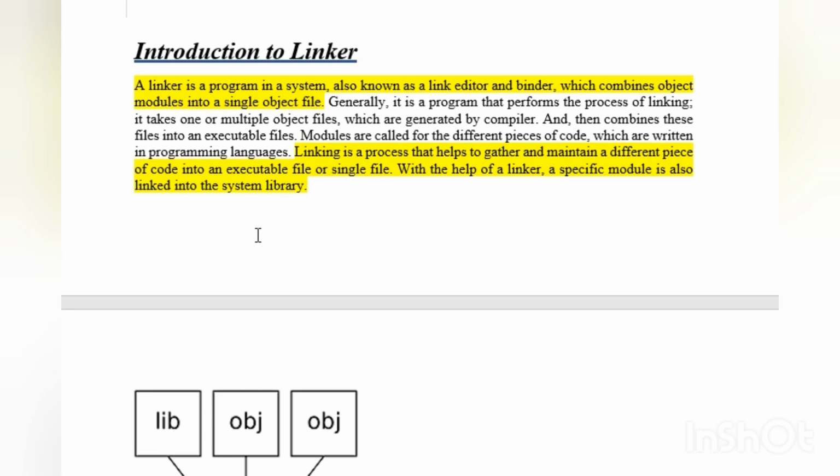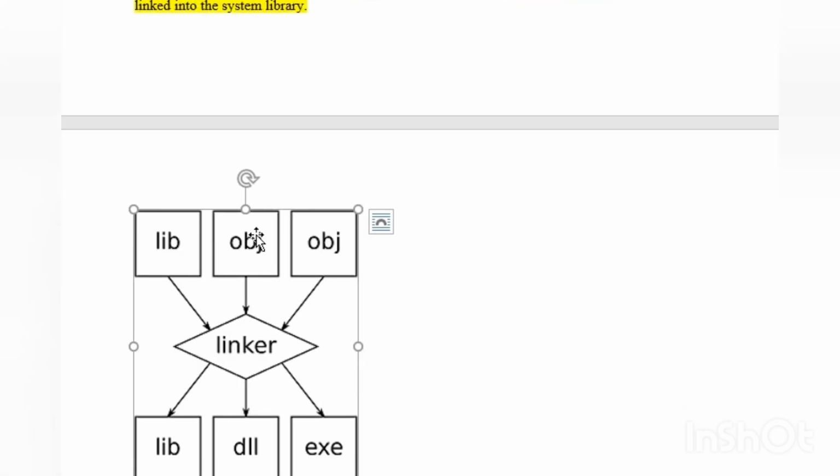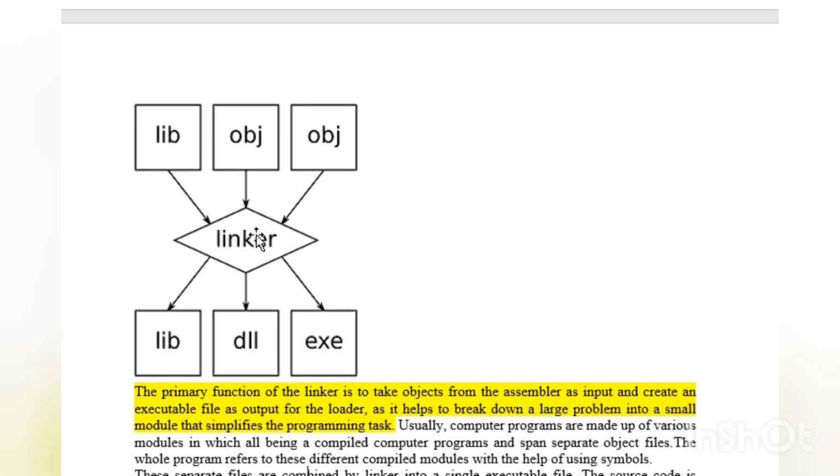A linker is a program in a system, also known as link editor and binder, which combines object modules into a single object file. Basically, linking is the process that helps to gather and maintain different pieces of code into an executable file or single file. With the help of a linker, a specific module is also linked into a system library. Like all the files required to perform our operations are linked together, so we can perform the required operation with the help of a linker. All the library files, all the files which we require to run our program.